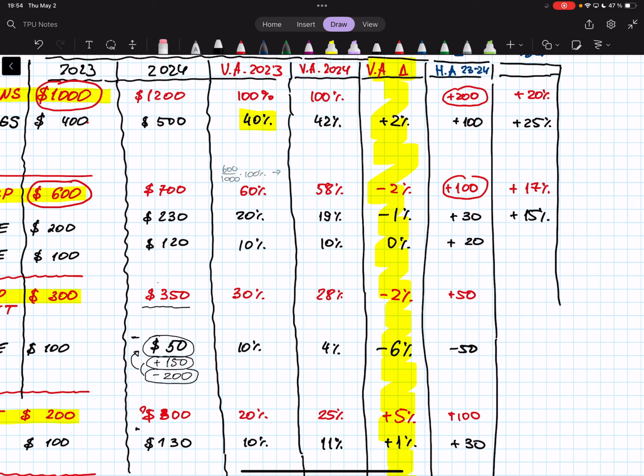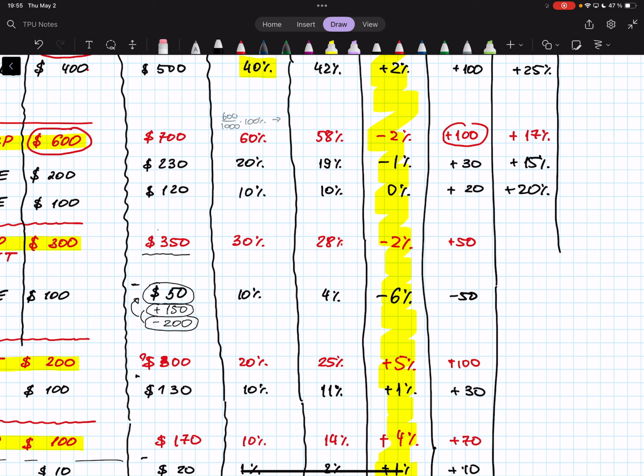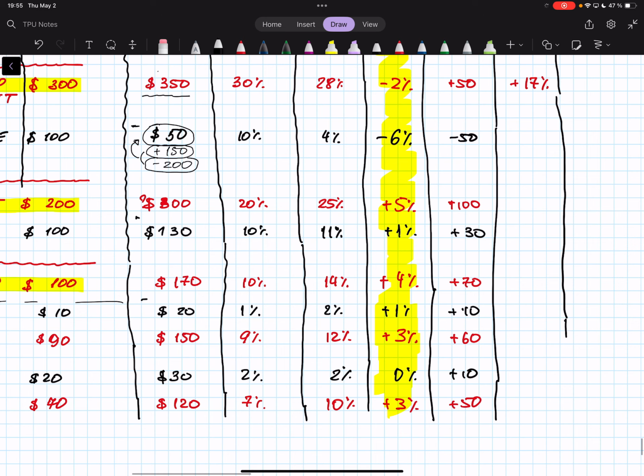20 by 100. This should be 20%. You see how it's good? 20 by 100. 50 by 300. How much is that? Well, here we need a calculator. 17%. Same. Plus 17%. Okay, we continue our calculation all the way to the bottom.